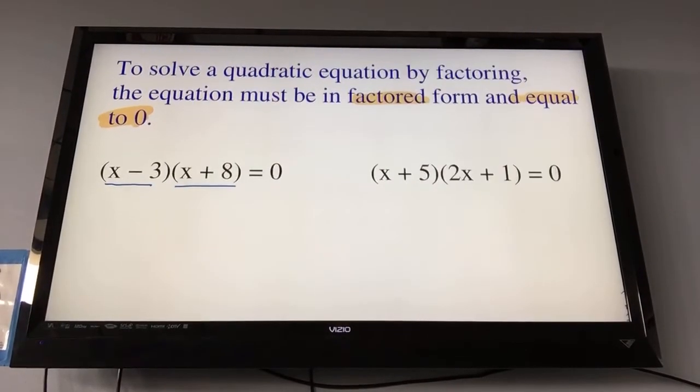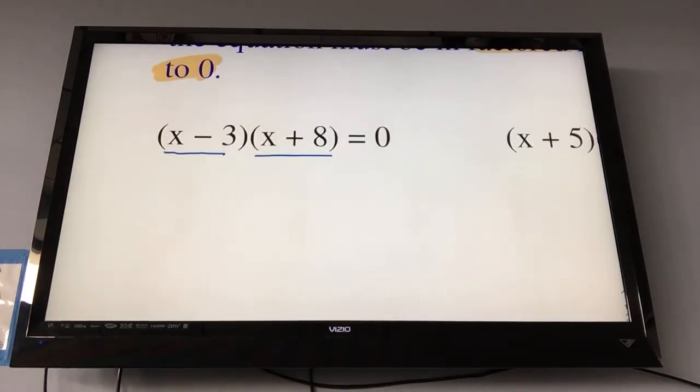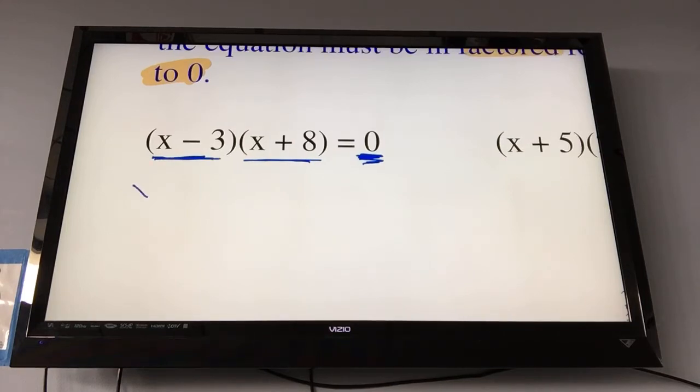Okay, so again, factored form equal to 0. This first question is in factored form. If two things are multiplied together and the answer is 0, as Will told us, one of them has to be 0. So you're trying to figure out what makes it 0. So either x minus 3 is 0 or x plus 8 is 0. So one of the two things that I'm multiplying is equal to 0.